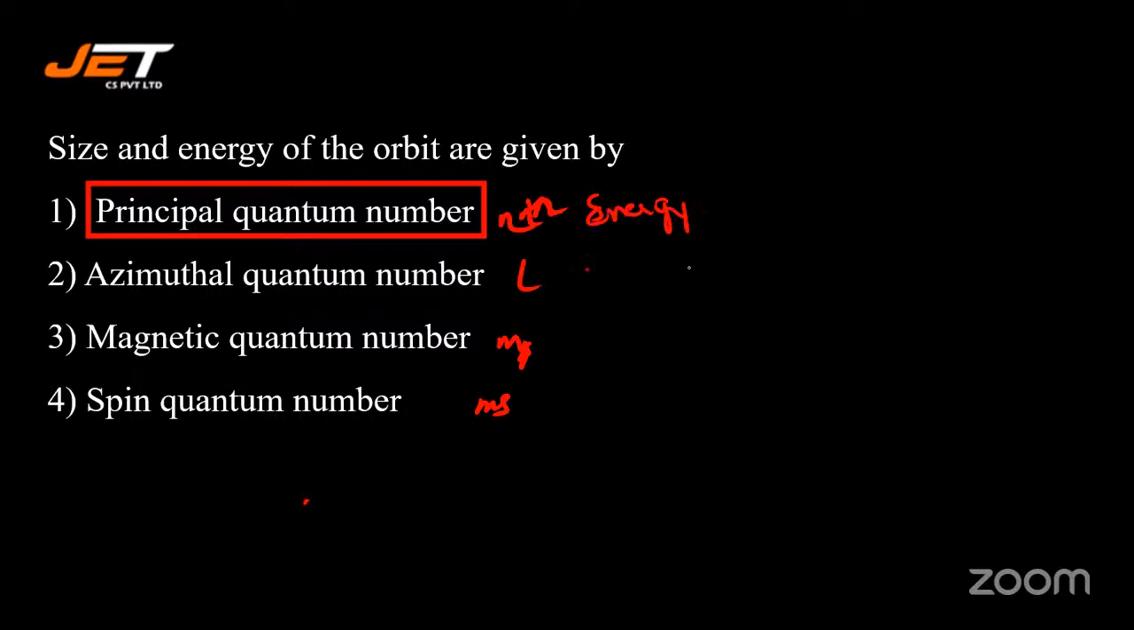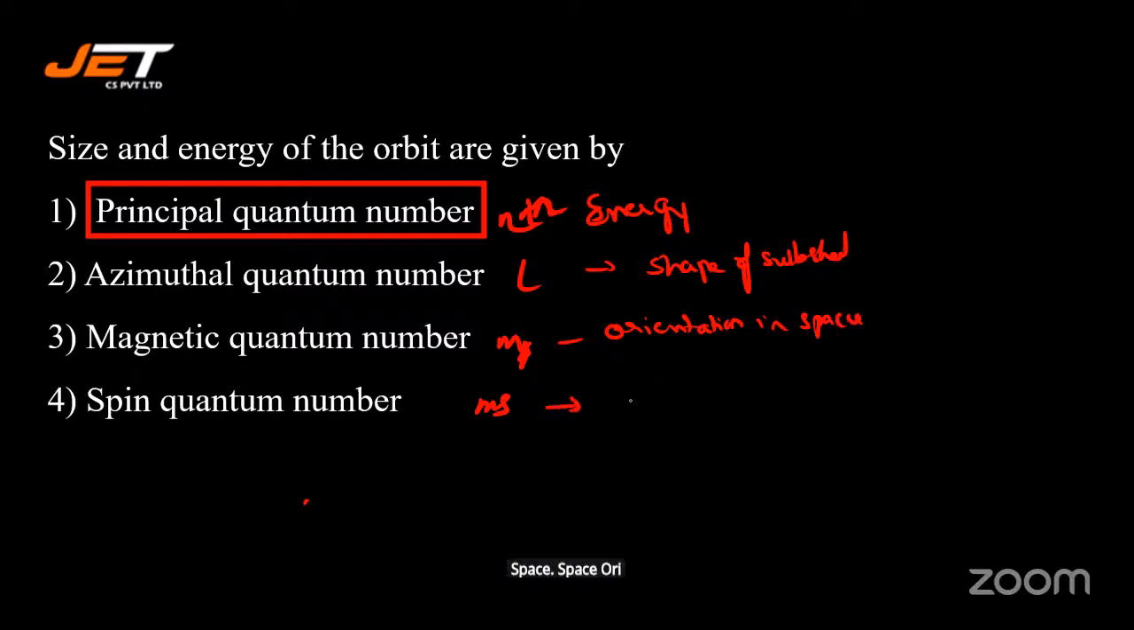Azimuthal quantum number ఏం explain చేస్తుంది? What will azimuthal quantum number explain? Shape of the subshell. Magnetic quantum number will explain orientation. Orientation in space. స్పేస్లో ఎలా ఓరియంట్ అయ్యింది అనేది చెప్తుంది. స్పిన్ క్వాంటమ్ నెంబర్ ఏం ఎక్స్ప్లెయిన్ చేస్తుంది? డైరెక్షన్ ఆఫ్ స్పిన్. డైరెక్షన్ ఆఫ్ స్పిన్ యాంటీ క్లాక్ వైజ్ గానా లేదా క్లాక్ వైజ్ గానా అనేది ఎక్స్ప్లెయిన్ చేస్తుంది అనమాట.